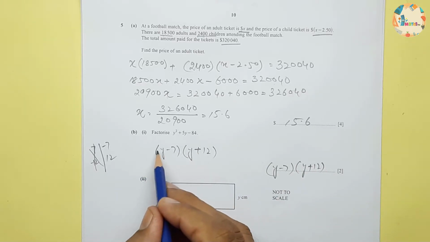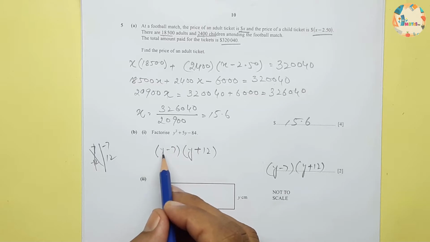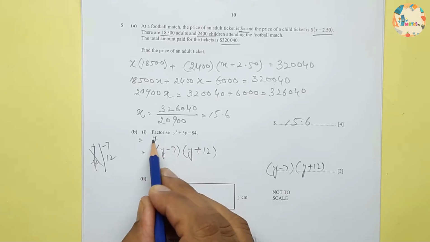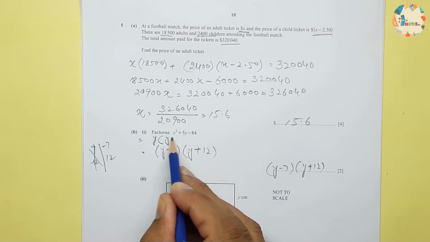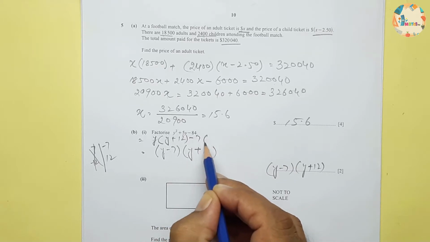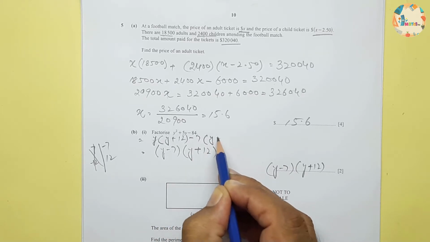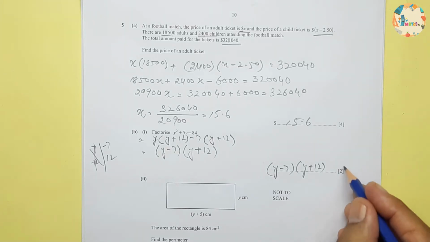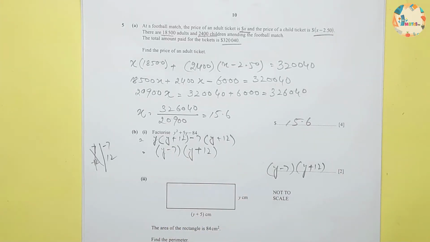Even if you want, you can write another step above it. So we can write this y and this whole y plus 12, and this minus 7 and this y plus 12. So this will be done. You will not be losing any marks by writing these two steps.